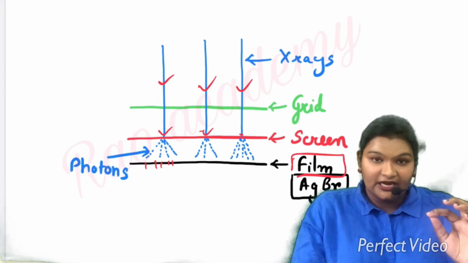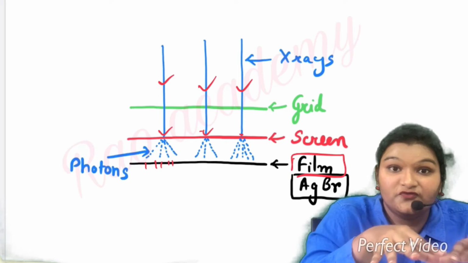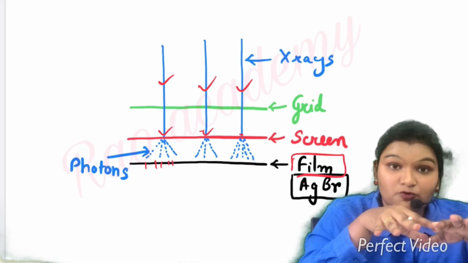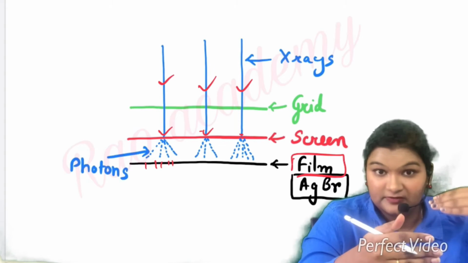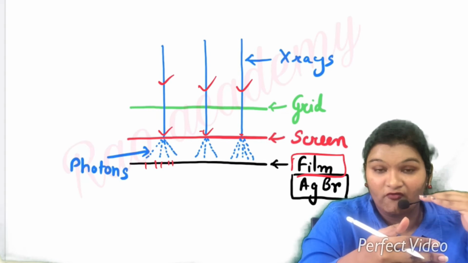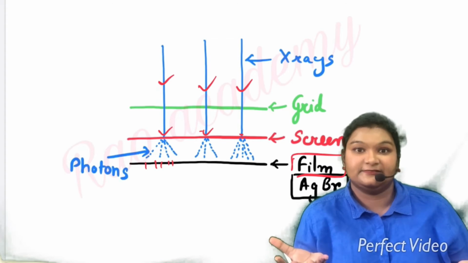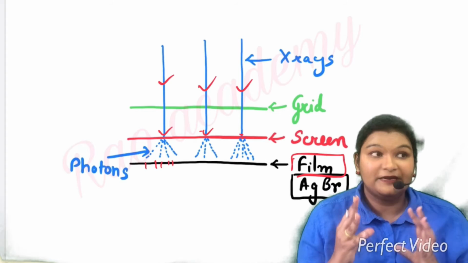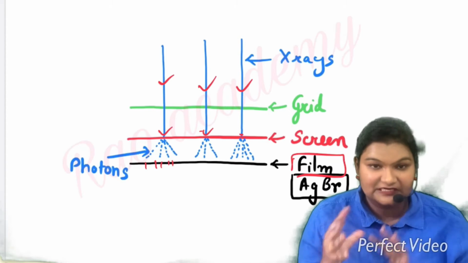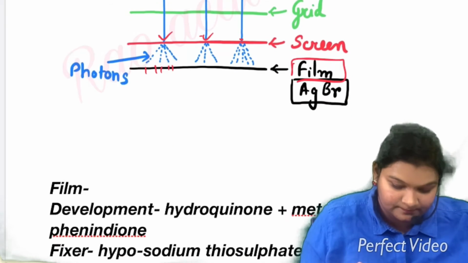So what happens? A single hitting of an X-ray photon causes the production of numerous photons, and these numerous photons cause the activation of this film. So the sensitivity of the film, the silver bromide, to the X-ray increases, right? In this way, we get a proper or better imaging. So this is the function of the screen. You get a proper and intensified image of everything.